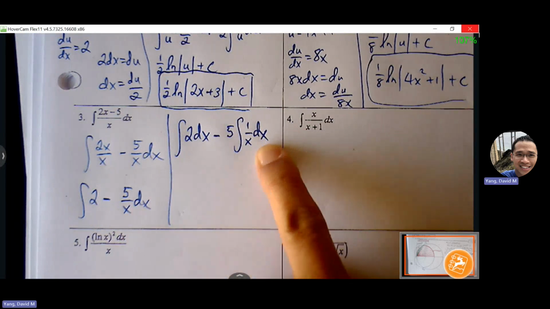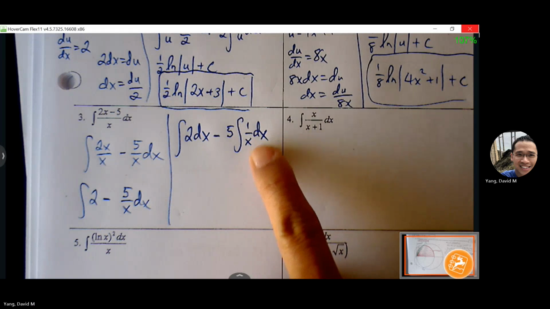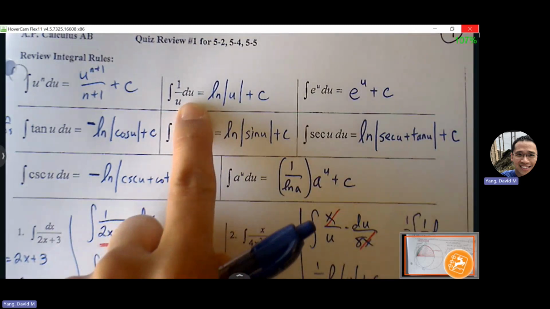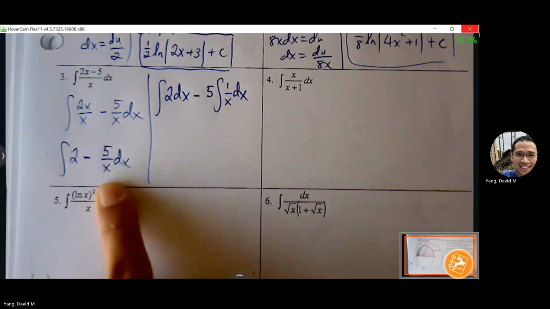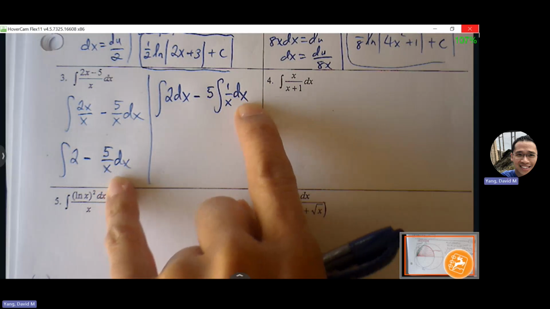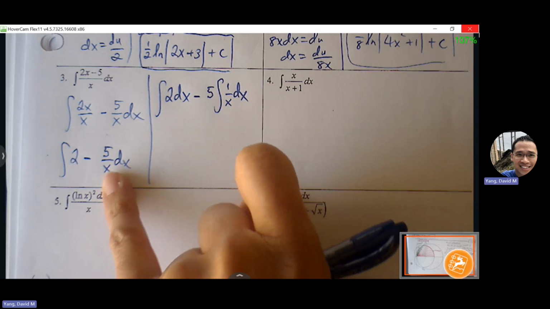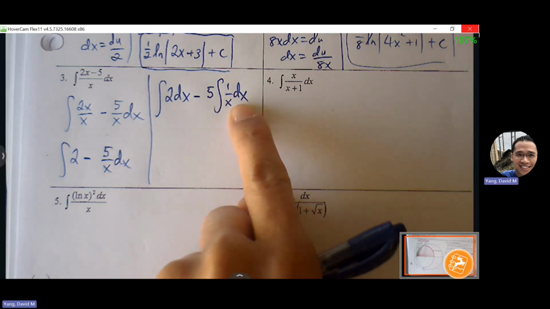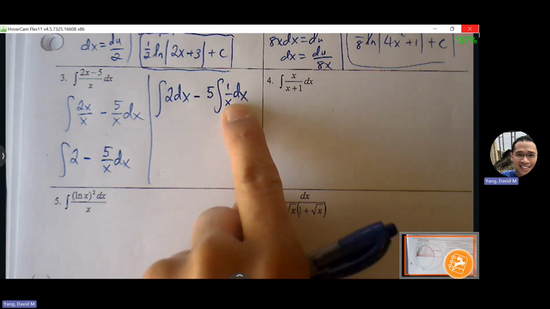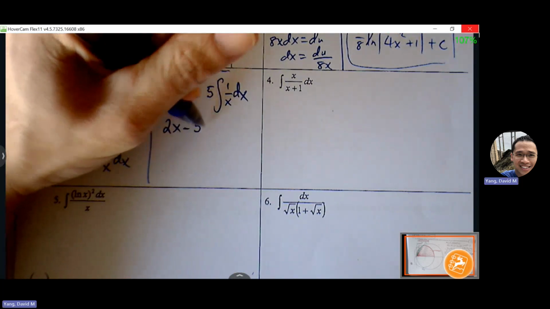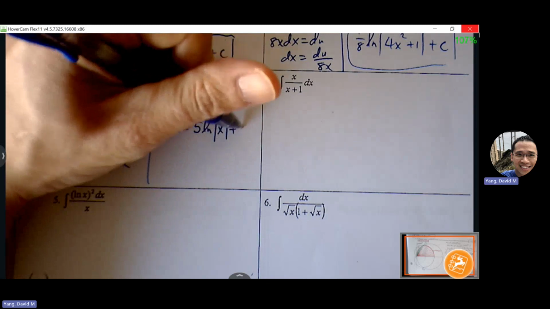Right, if I push the 5 out, what's the rule for 1 over x? Natural log. Yeah, that's it. Right, there's no need for u substitution. This is just x, right? So this matches perfectly with this rule here. Now we do need to feel comfortable with rearranging it. If we can't recognize this, you can always rearrange it into something that feels more familiar. Okay, so power rule here, natural log here. 2 becomes 2x. The 5 stays, natural log absolute value of x plus c.